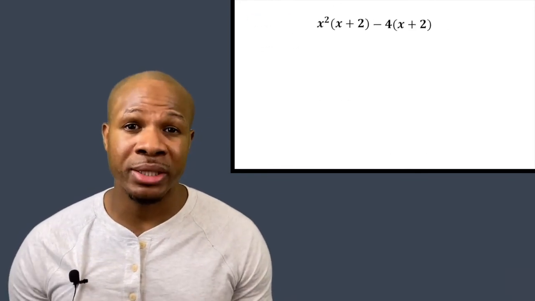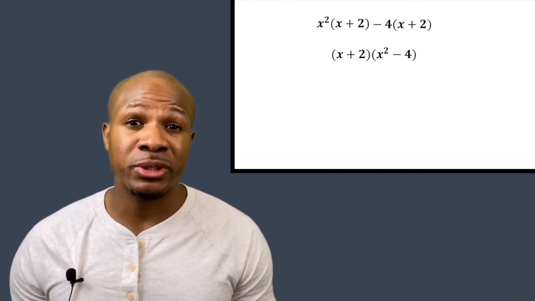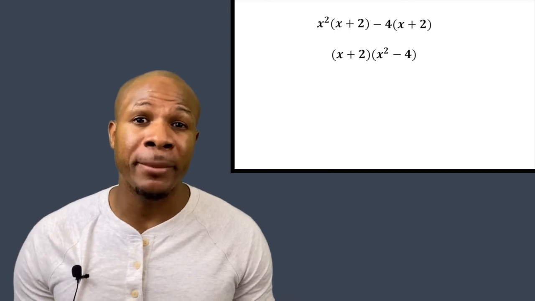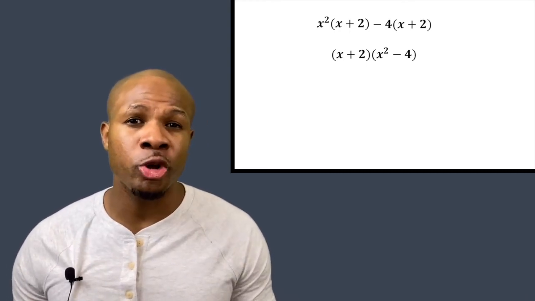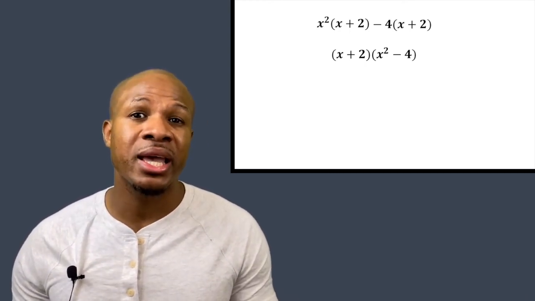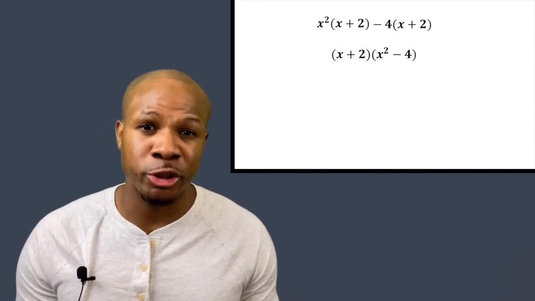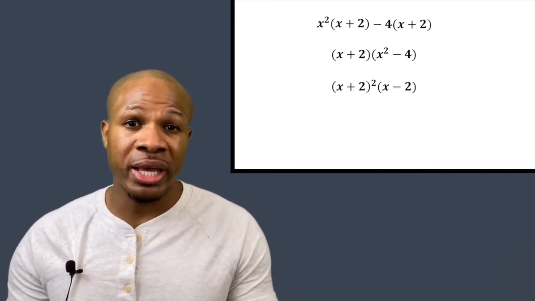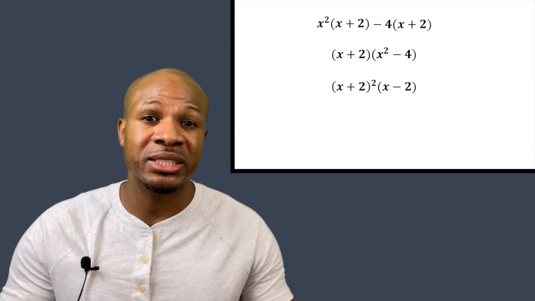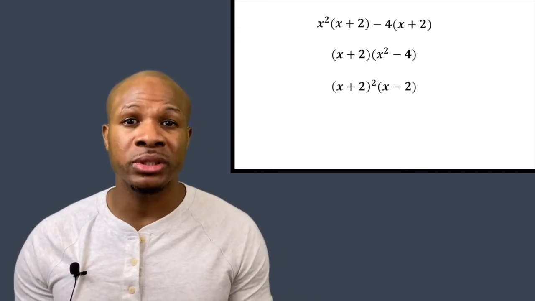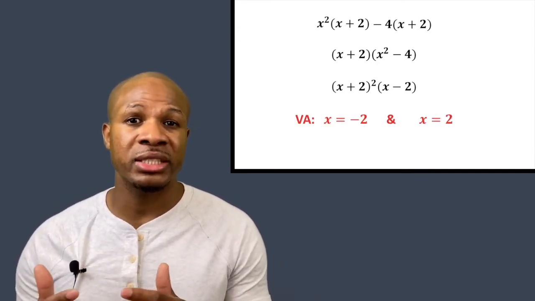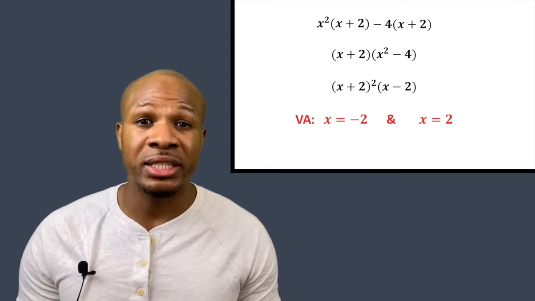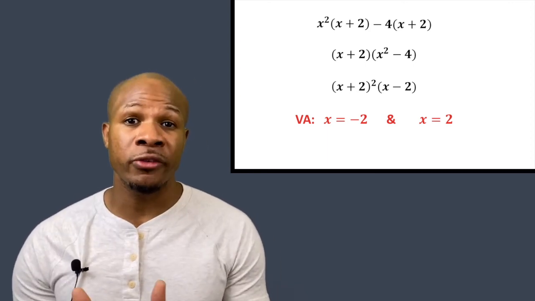We have a common factor of x plus 2. So we can factor out an x plus 2, and we get x plus 2 times x squared minus 4. And we can factor the polynomial x squared minus 4 as x plus 2 times x minus 2. And this is going to leave us with x plus 2 squared times x minus 2. And therefore, zeros in the denominator will occur if x equals minus 2 or if x equals plus 2. And these will be our vertical asymptotes.